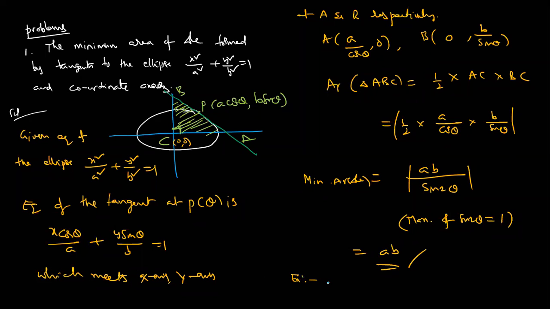Next time, the same question can be asked like this: x square by 16 plus y square by 9 is equal to 1. What is the minimum area of the triangle formed by the tangent to the ellipse and the coordinate axes? What is the answer?